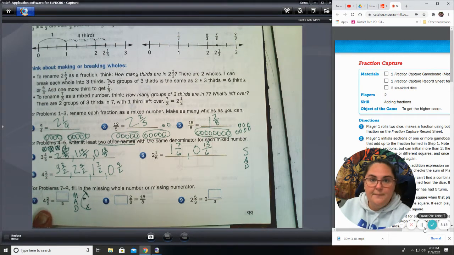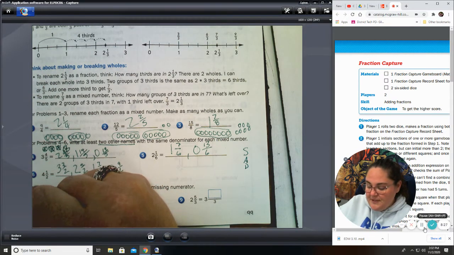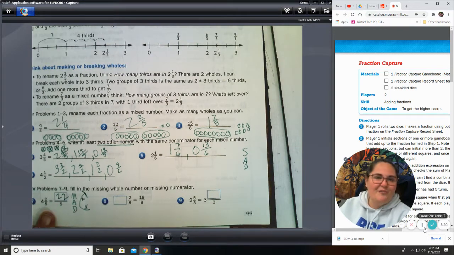So 5 times 4 plus 2, and your denominator stays the same. 5 times 4 is 20, plus 2 is 22. 22 over 5.